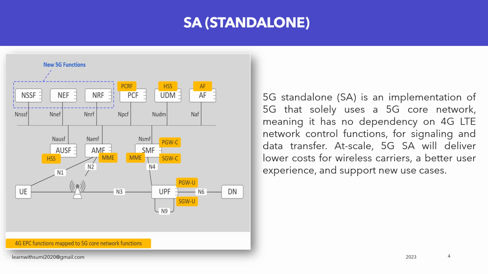capabilities of 5G. 5G standalone is an implementation of 5G that solely uses a 5G core network, meaning it has no dependency on 4G LTE network control functions for signaling and data transfer. At scale, 5G standalone will deliver lower costs for wireless carriers, a better user experience, and support new use cases.